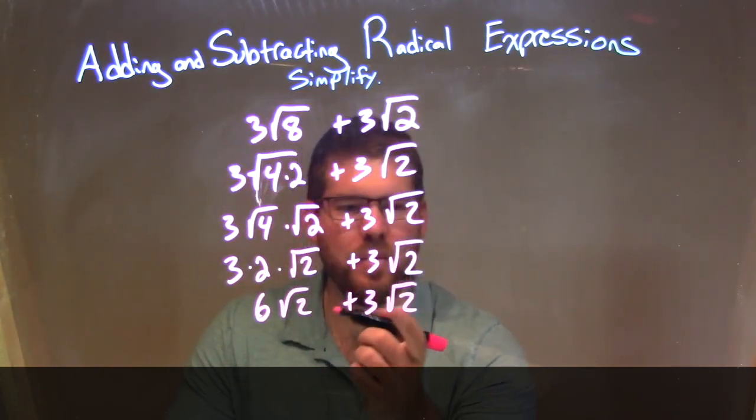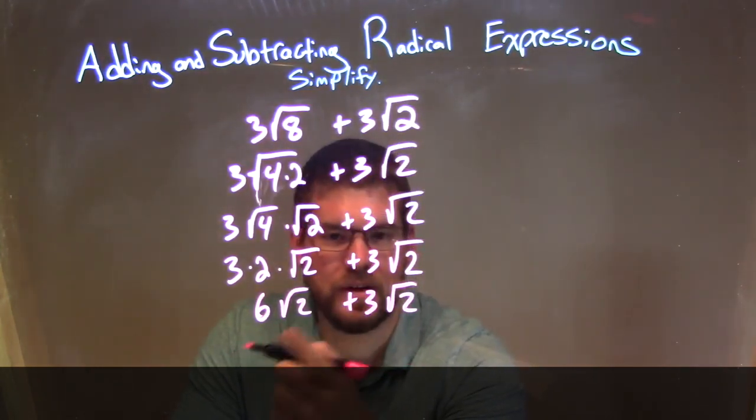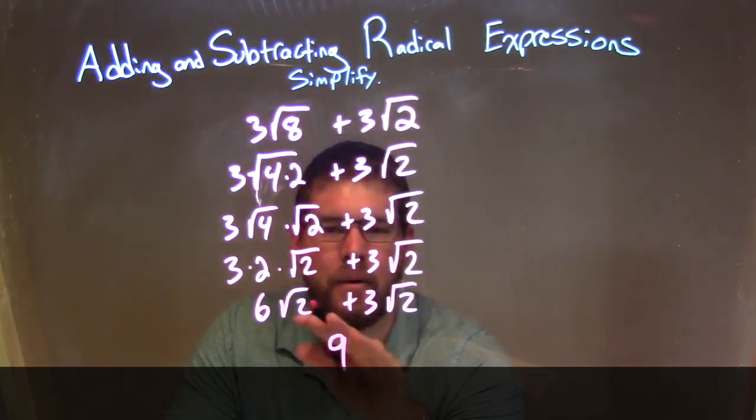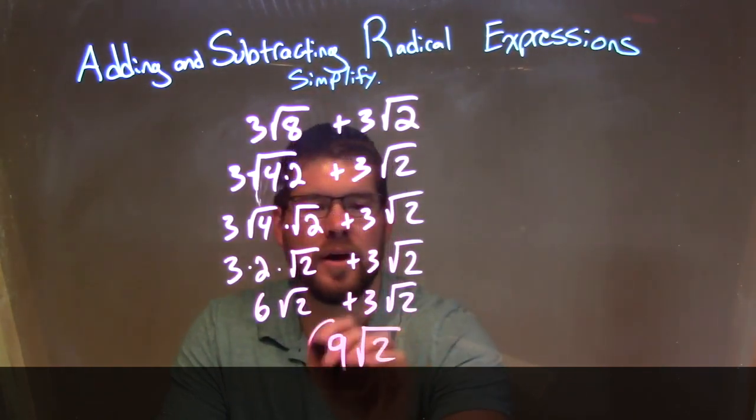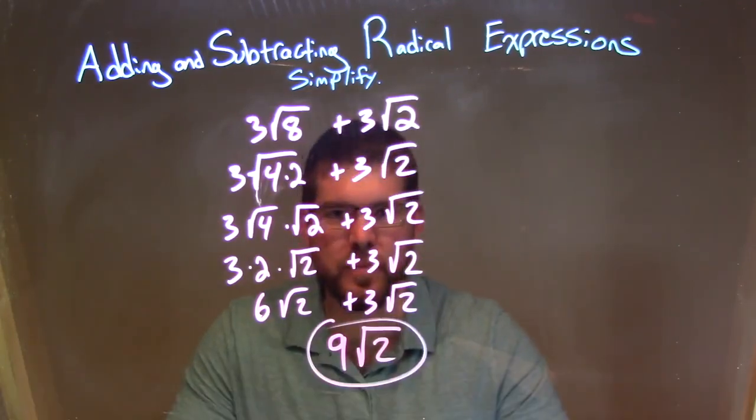And now we have the same square root of 2 for both parts, and we have the numbers out in front. So we add those numbers together. It gives a 9. And we bring down the square root of 2. And there we go. Our final answer is just 9 times the square root of 2.